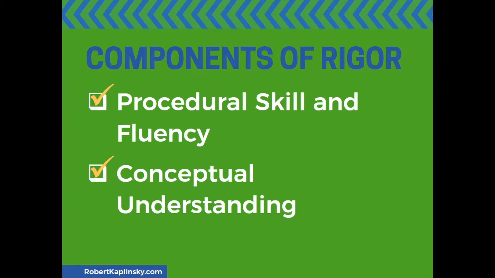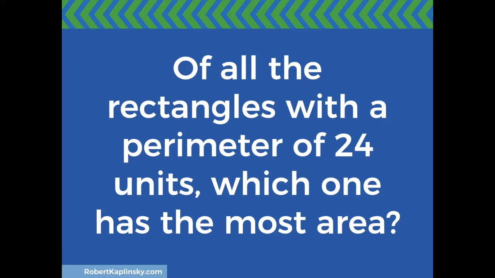So this must be what deep authentic command looks like, because the student has that conceptual understanding and procedural skill and fluency, right? I wasn't really sure. I was thinking, could this really be as deep as it gets? So I decided to ask the student one more question. Of all the rectangles with a perimeter of 24 units, which one has the most area?